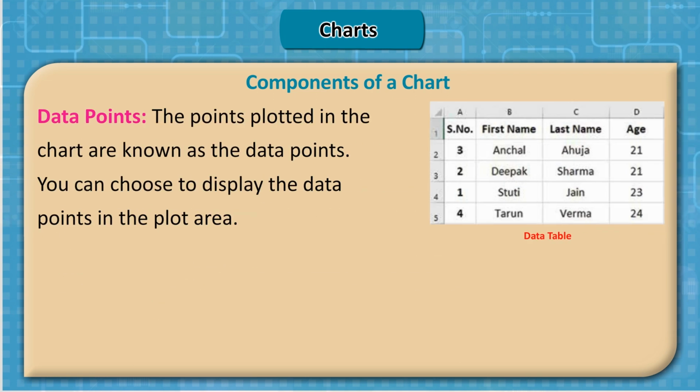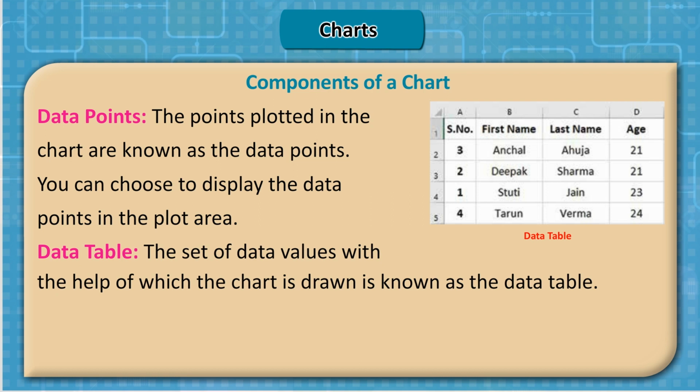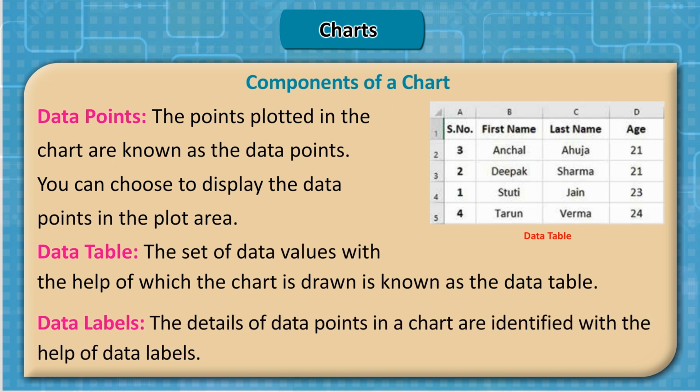Data points. The points plotted in the chart are known as the data points. You can choose to display the data points in the plot area. Data table. The set of data values with the help of which the chart is drawn is known as the data table. Data labels. The details of data points in a chart are identified with the help of data labels.